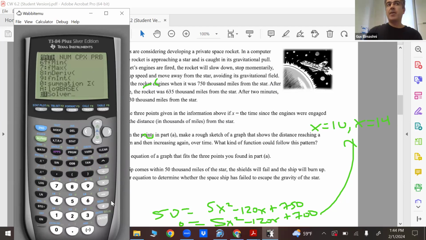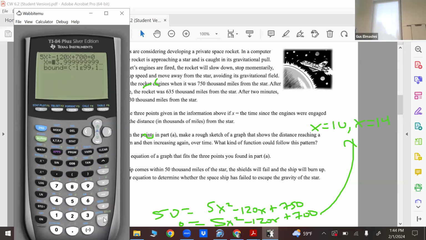You may not have it in your calculator. It might not be added. Let me see. Hold on. That is it. It's a different language today. It's in German. Yeah, it is the numeric solver. Same thing.